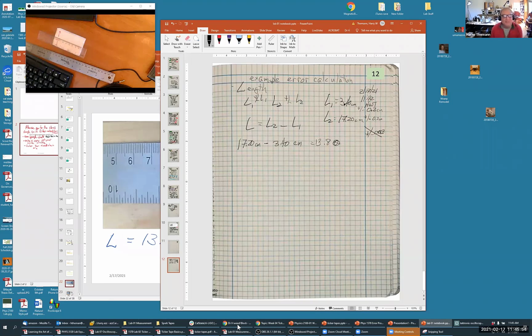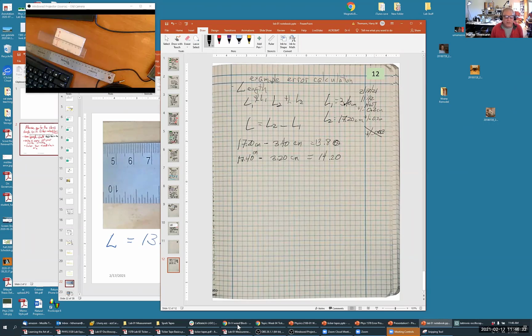Okay, so how do you assign a plus minus to it? Well, there's a couple things we could do. We said plus or minus 0.2, right? So let's make this 17.4 minus 3.2, and we can say, all right, now it's 14.20.